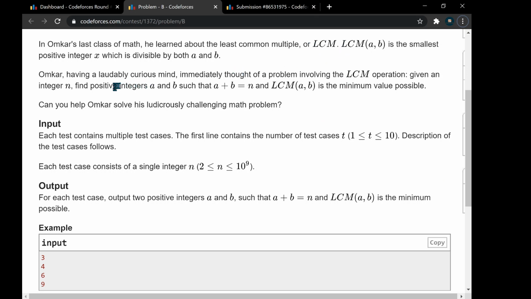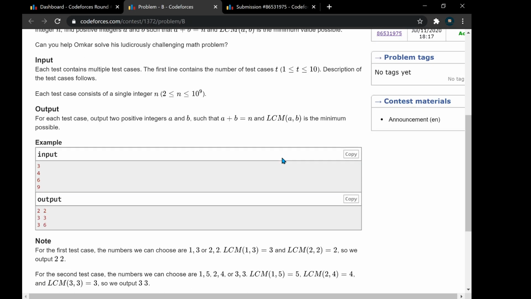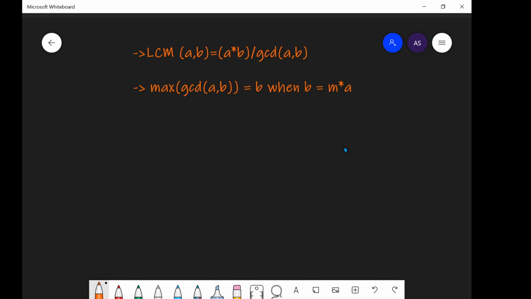So we have to find two positive integers a and b such that their sum is equal to n. We would be given this n in the input, and the LCM of a comma b is the minimum. So we have to give two numbers whose sum is n and whose LCM is minimum. So here is some sample input output. Let's get to the explanation.